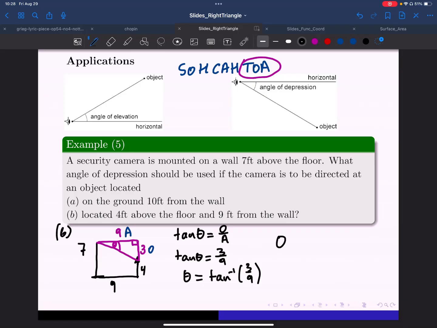And if we type this on the calculator, we should get that theta is 18.4349. So theta is approximately 18 degrees. So the security camera should be set up for an angle of depression of 18 degrees.